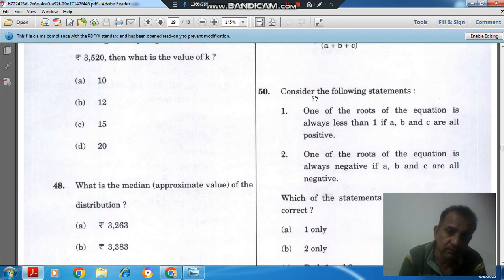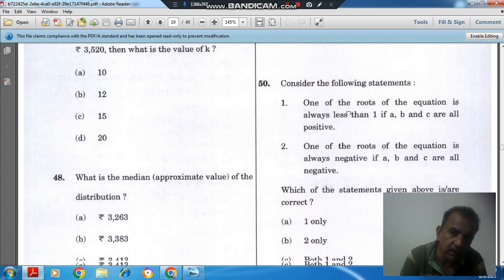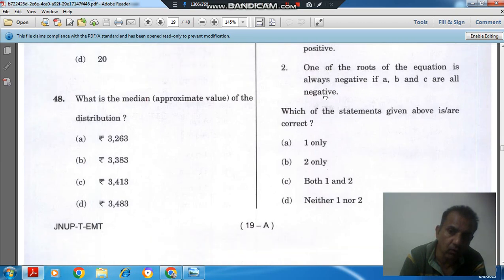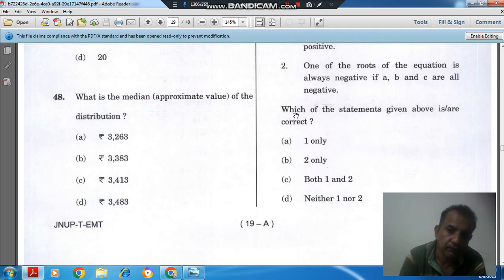And question number 50 is, consider the following statements. 1. One of the roots of the equation is always less than 1 if a, b and c are all positive. 2. One of the roots of the equation is always negative if a, b and c are all negative. Which of the statements given above is/are correct? Option A, 1 only. Option B, 2 only. Option C, both 1 and 2. Option D, neither 1 nor 2.